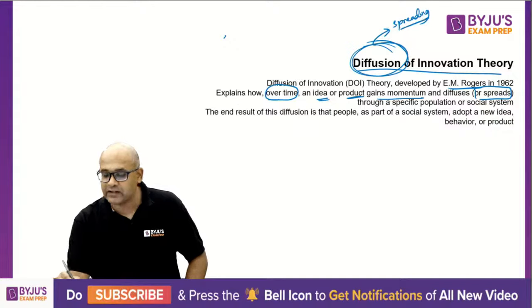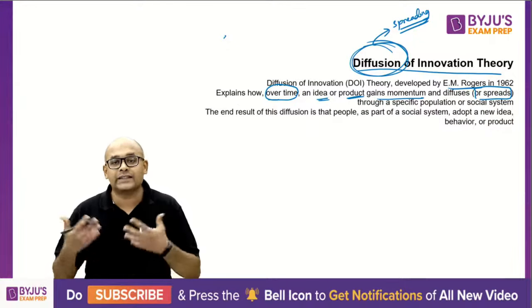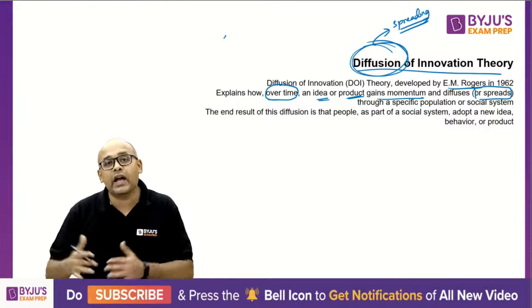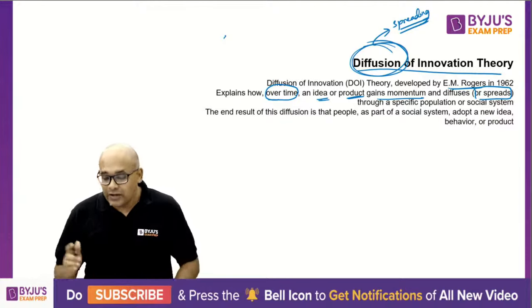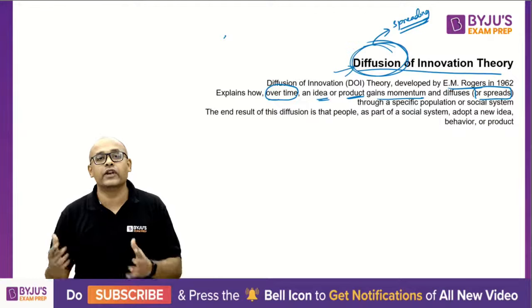Okay, think of it simply as spreading. Something new, a product, a service, or an idea, a concept, is spreading among the population, and you want it to spread. So this theory is called the theory of diffusion. Okay, diffusion of innovation theory.